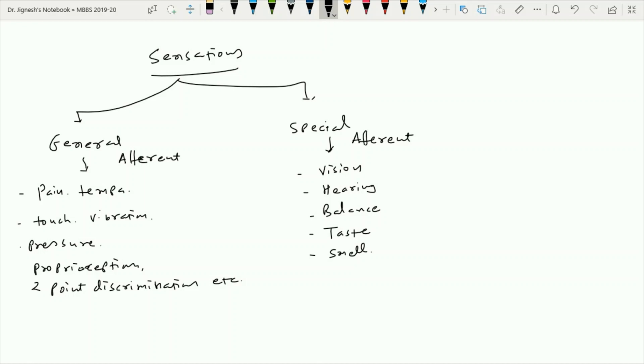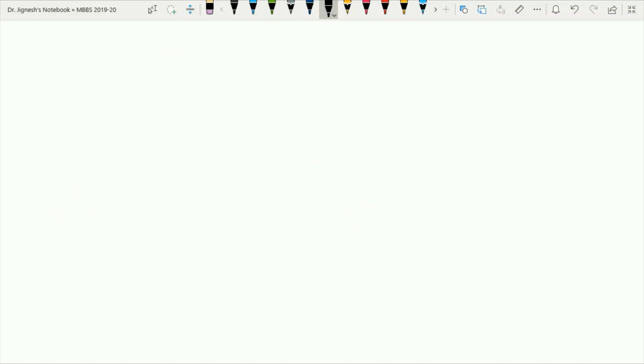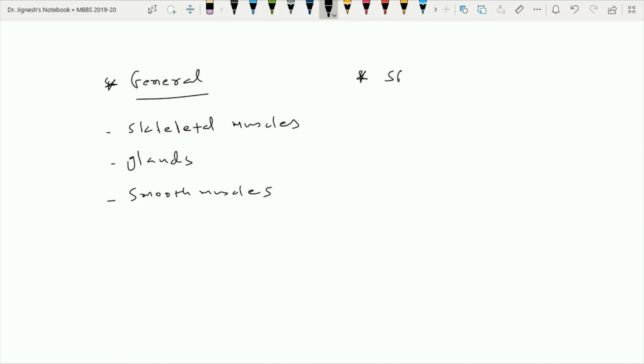Now when we talk about the general efferent and the special efferent, the word general is used for all of the skeletal muscles, the glands in the body, and all the smooth muscles, while the word special is used for the muscles which are derived from the branchial arches. So we can say muscles of facial expression, muscles of mastication, muscles of the soft palate, muscles of the pharynx, as well as the muscles of the larynx. All these are the special muscles.